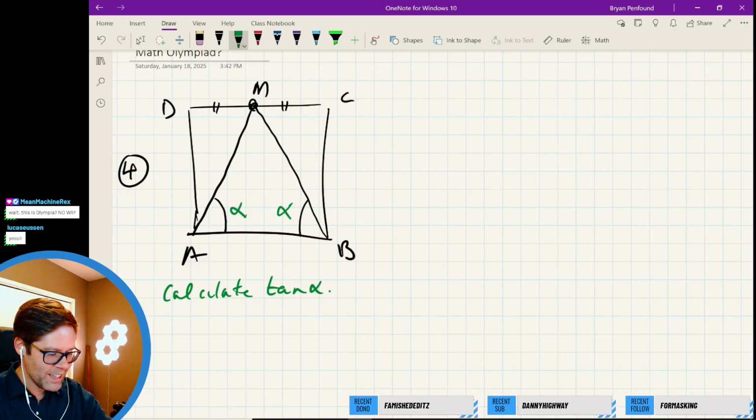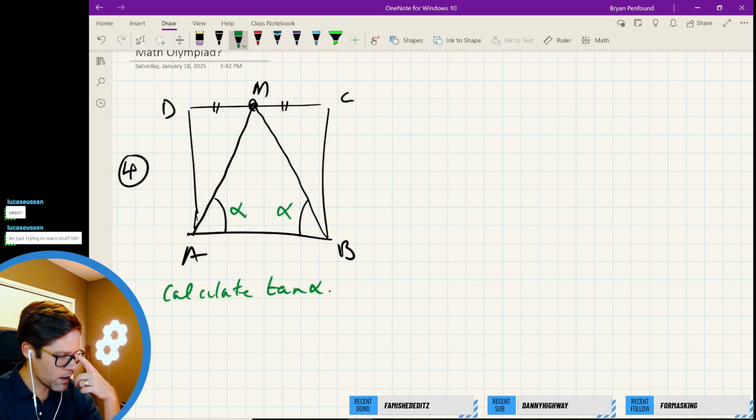Yeah, so I would say let's just construct the line segment from B to M. I know that that also has to be alpha. So now we have an isosceles triangle.